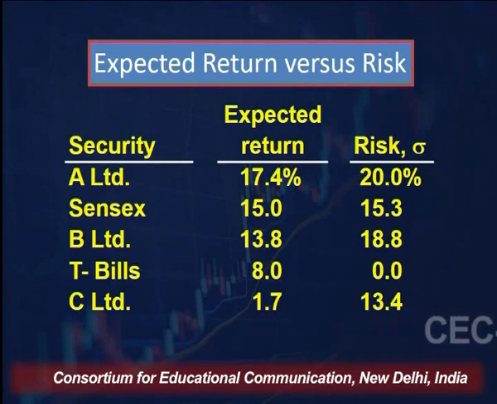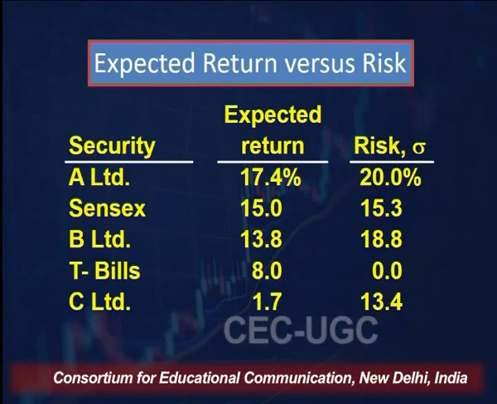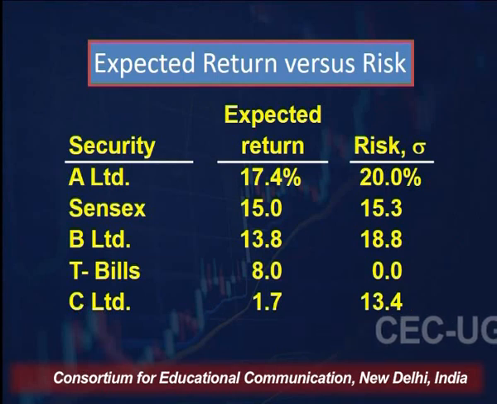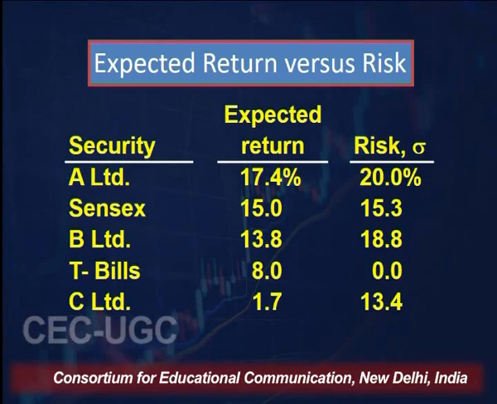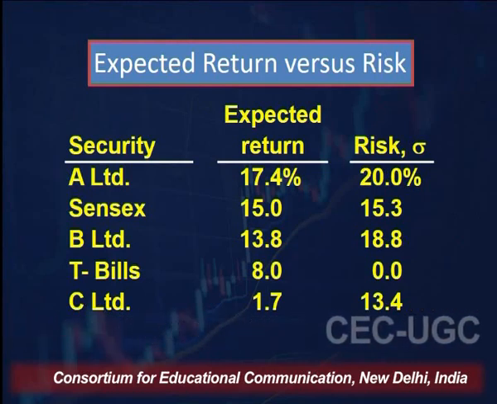As I just stated, treasury bills or government securities are risk-free assets. There is no risk attached to them. And the last one is C Limited. Expected return is just 1.7%, whereas the risk associated with it is 13.4%.